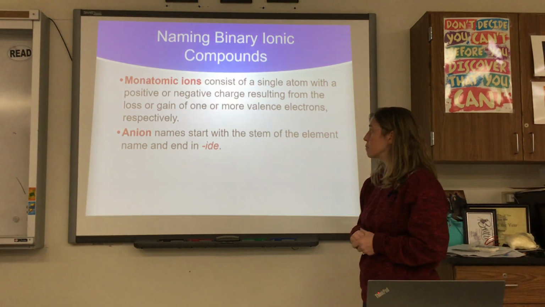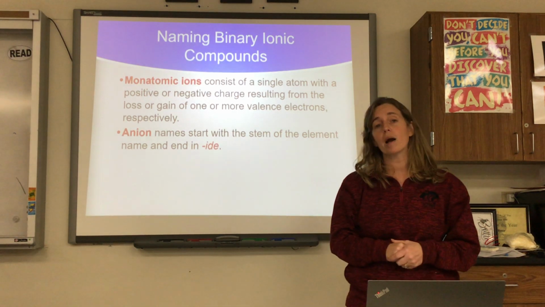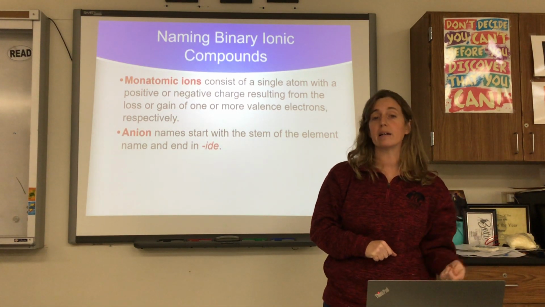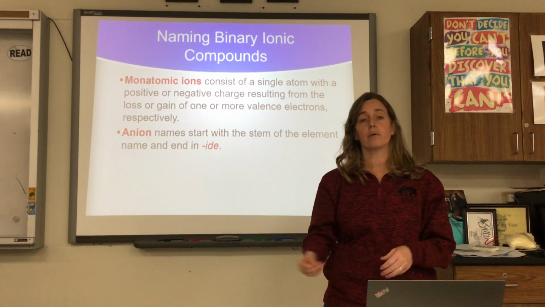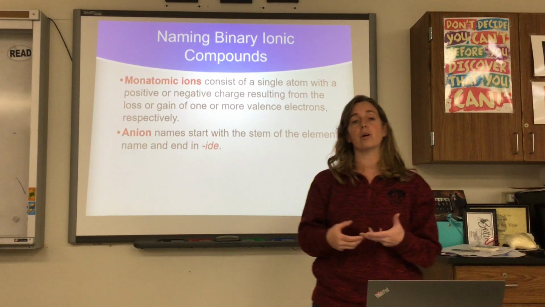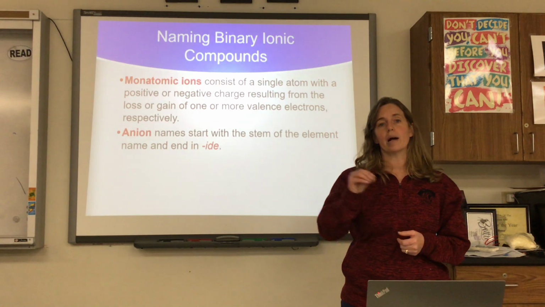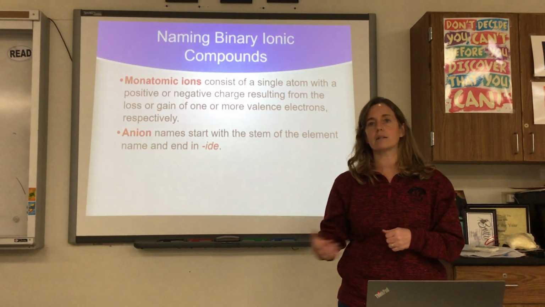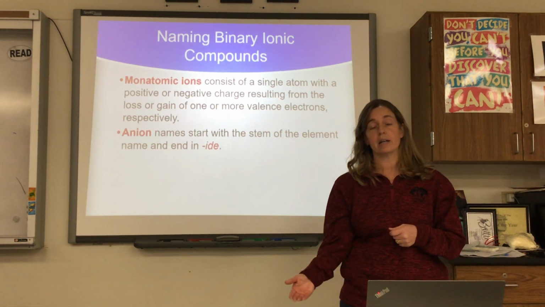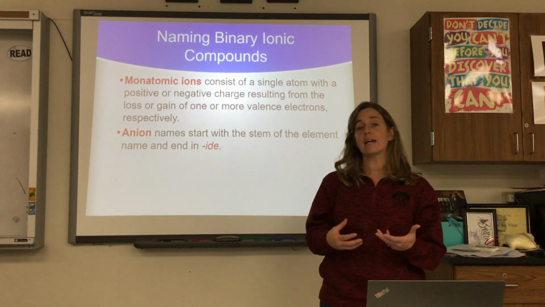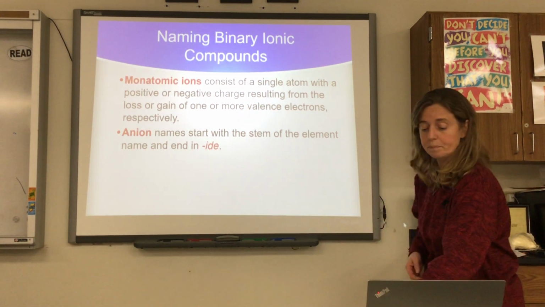An anion name starts with the stem of the element and then the name ends in IDE. Remember how we talked a little bit about this when we were forming anions. We talked about halide ions, about how fluorine becomes fluoride, chlorine becomes chloride. So all of your negatively charged ions, your anions, will actually change the ending of their name to IDE. So oxygen becomes oxide, sulfur becomes sulfide, phosphorus becomes phosphide, and so on and so on. So all of these negative ions are going to become IDEs when you are naming, okay?